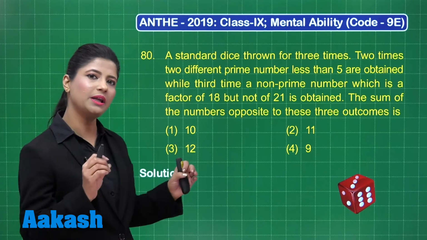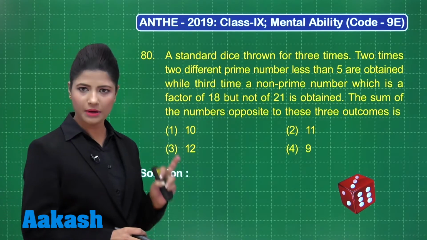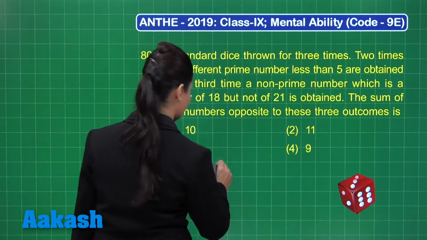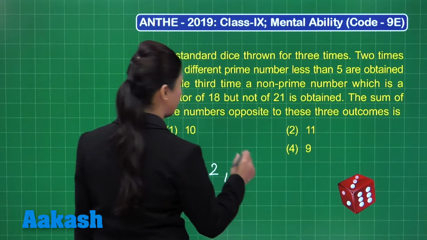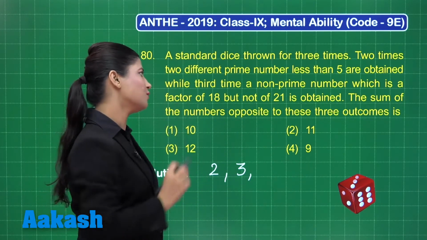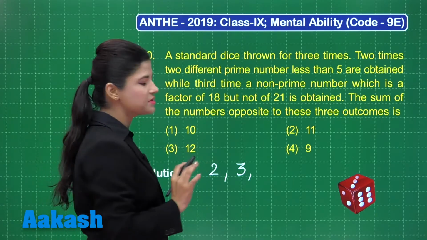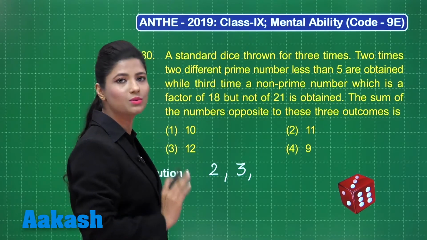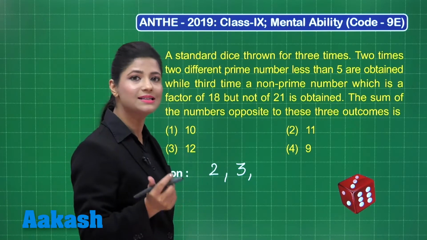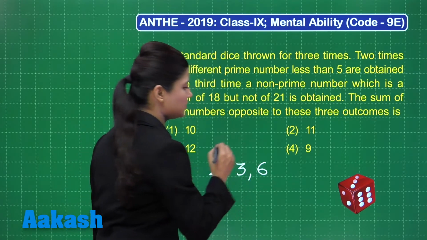So very first, let's obtain the numbers appearing on the die. For 2 times we are obtaining 2 different prime numbers less than 5, and that will definitely be 2 and 3. The third outcome is a non-prime number which is a factor of 18 but not of 21. Out of the 6 numbers on the die, the factors of 18 are 2, 3, 6. We need a non-prime number, that will definitely be 6, and you can see 6 is not a factor of 21. So these 3 numbers appear on the die.